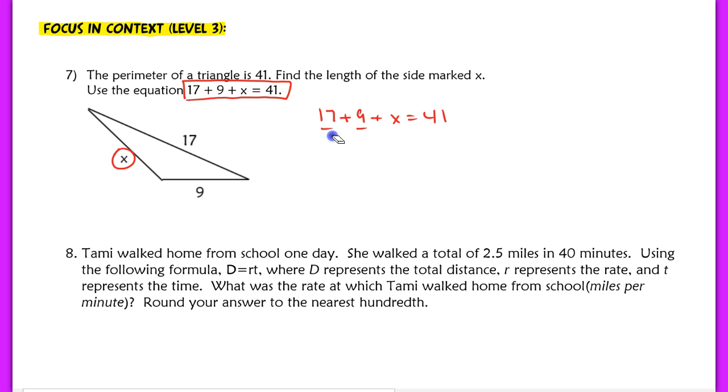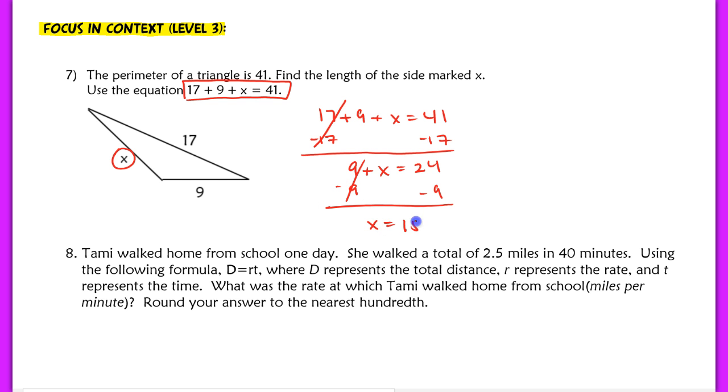So if I do that, I can subtract 9 first, or 17. It doesn't make a difference which one I decide to subtract, but let's subtract the 17 first. So if I were to do that, I now have an equation that says 9 plus x, because this is gone. So I have 9 plus x equaling 24 over here. And then I'm going to subtract the 9 one more time to get the x completely by itself, and I end up with x equaling 15.